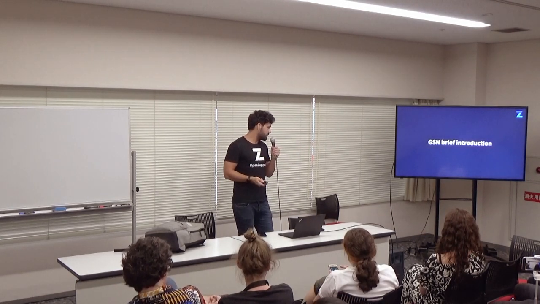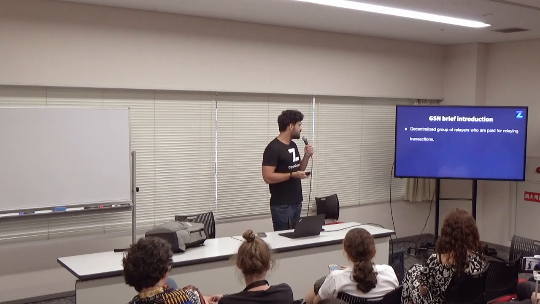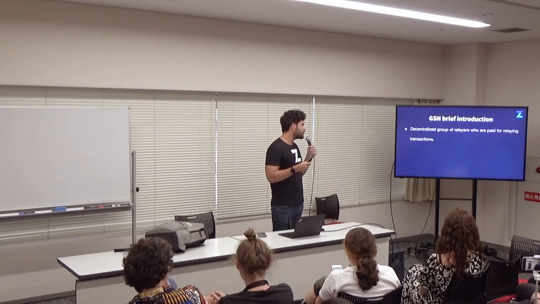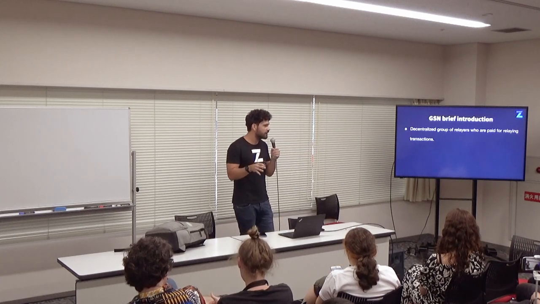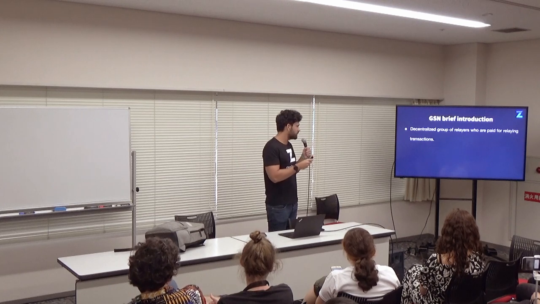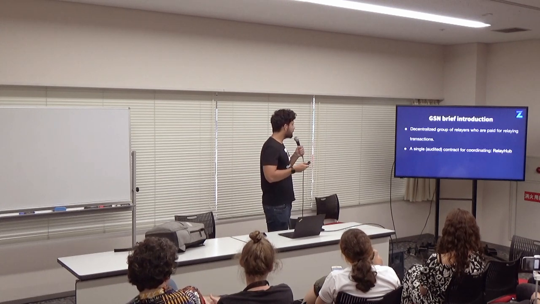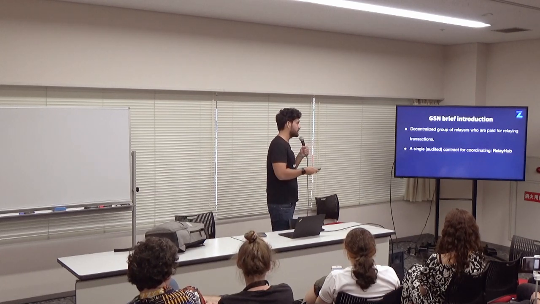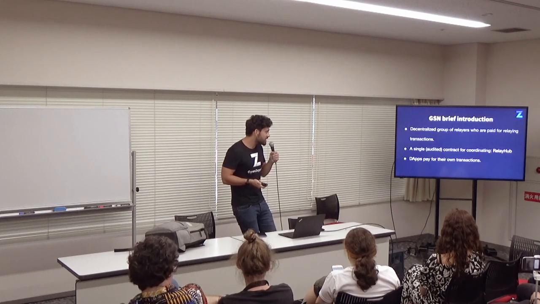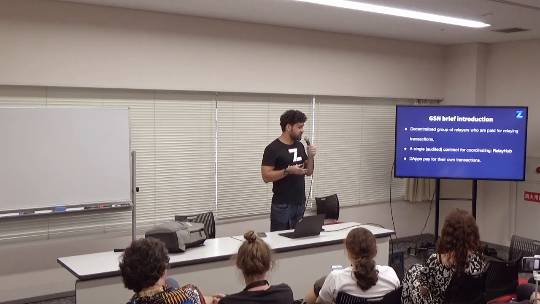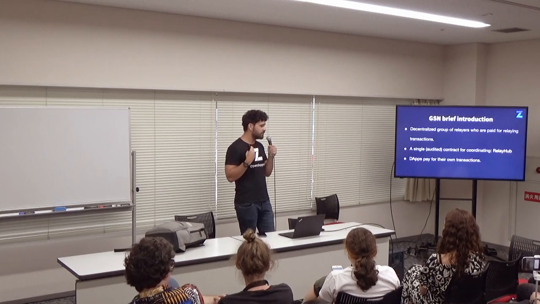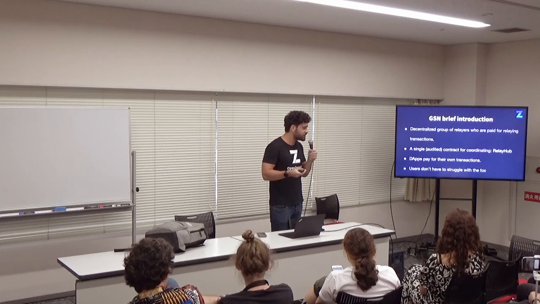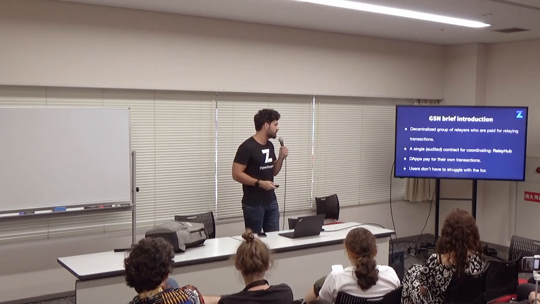I'm gonna give you a brief introduction about this. Basically, the GSN is composed of a decentralized group of relayers who are paid for relaying transactions. We're gonna go deeper into this later, but believe me, there are relayers. A single contract, audited by OpenZeppelin, coordinates everything, called the Relay Hub. Your DApps will pay for their own transactions. I mean, if I made a DApp, I will pay for the transactions, not the user. So my DApp and any user don't have to struggle with the fox, which is great.